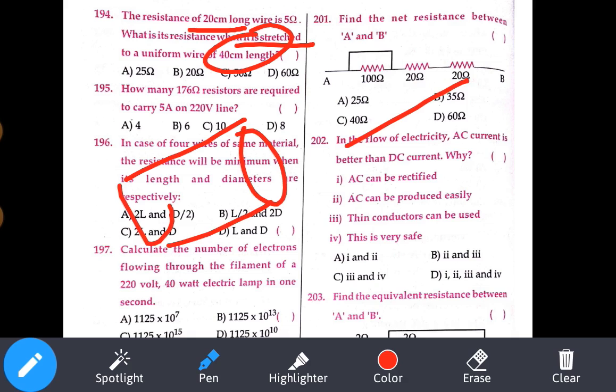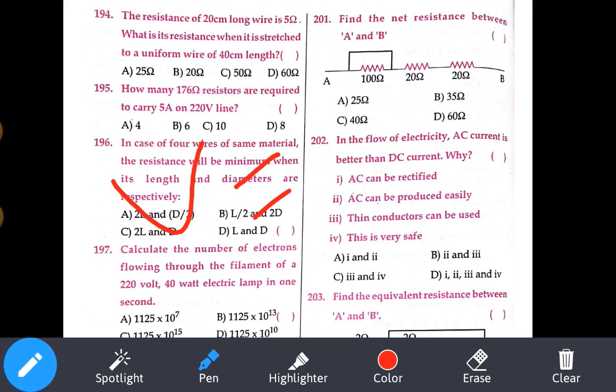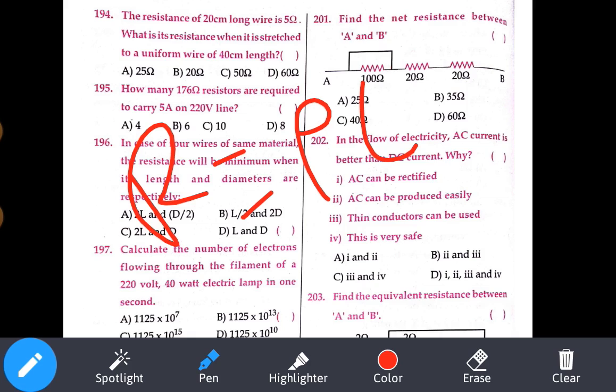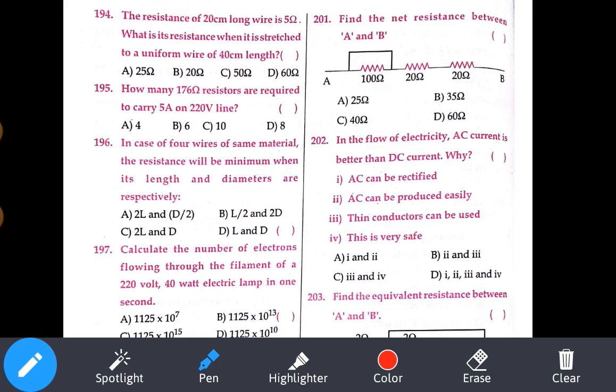If it is stretched, it means its area changes. What is the formula for volume? V is equals to area into length. So in place of A, I can write V by L. So R is equals to rho L by (V by L). So L comes to the numerator. What you'll get? R is equals to rho L square by V. So R is directly proportional to L square.